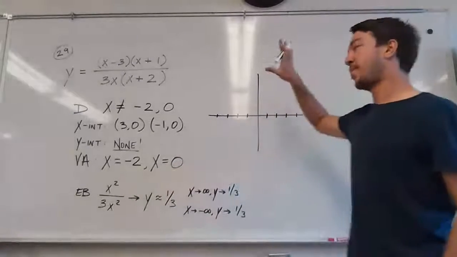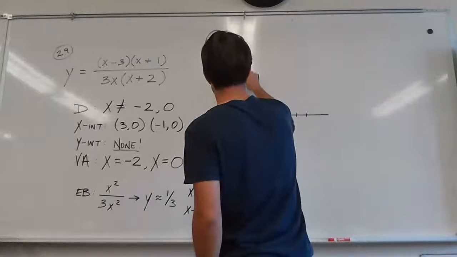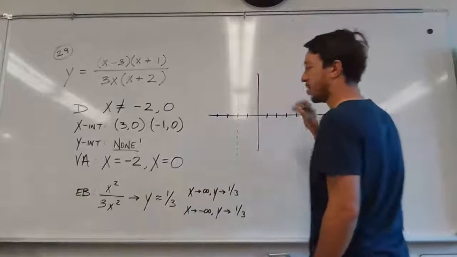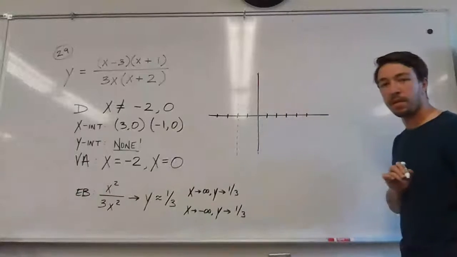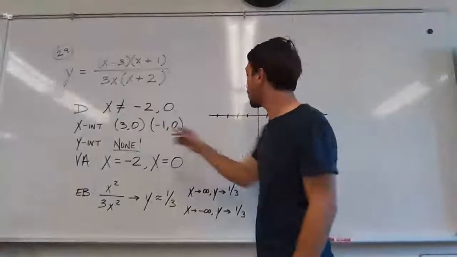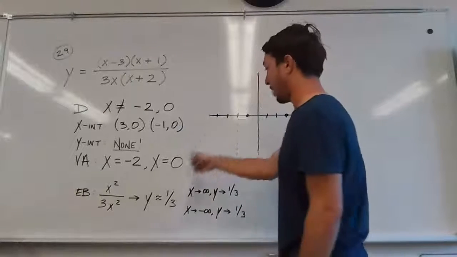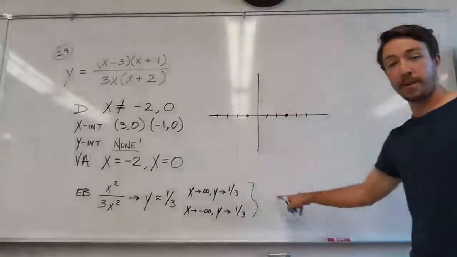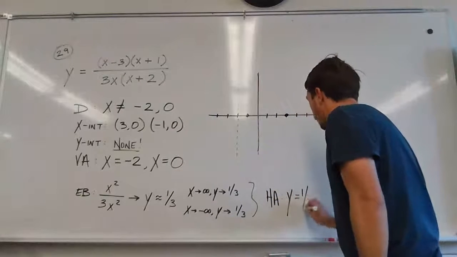Okay, so now we're just going to carefully put everything on the graph. So vertical asymptote at -2. Vertical asymptote at 0. There we go. X-intercepts, we got 3, 0. We got -1, 0. We got a horizontal asymptote. Remember this, you can summarize that by saying that there's a horizontal asymptote of y equals 1/3.